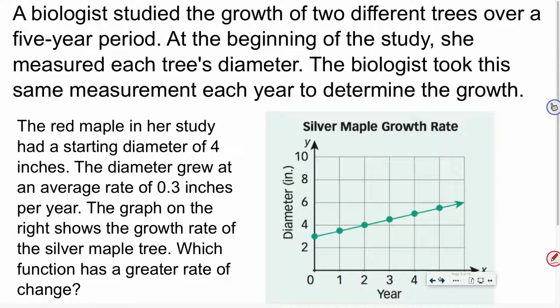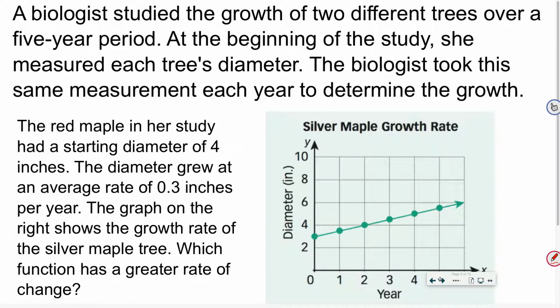So we have a biologist who studied the growth of two different trees over a 5-year period. At the beginning of the study, she measured the tree's diameter. What's the diameter represent? If I'm thinking about the trunk of a tree, it's actually the measurement straight across. That represents how thick the tree is. As trees get bigger, they get wider. The biologist took the same measurement every year to determine the growth.